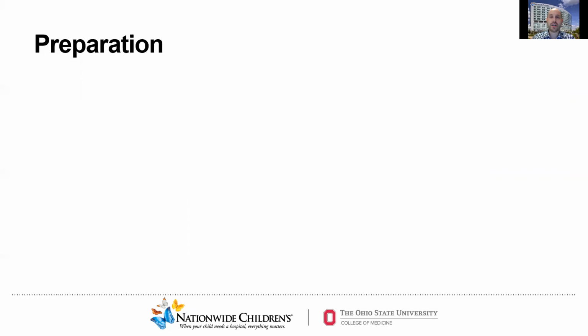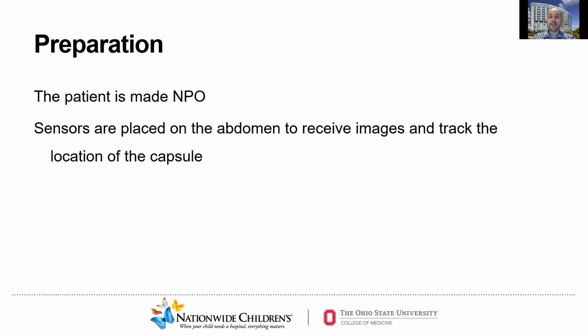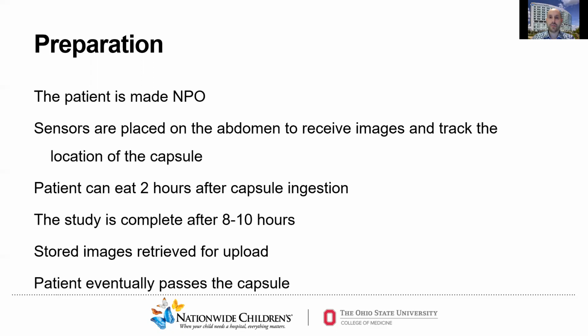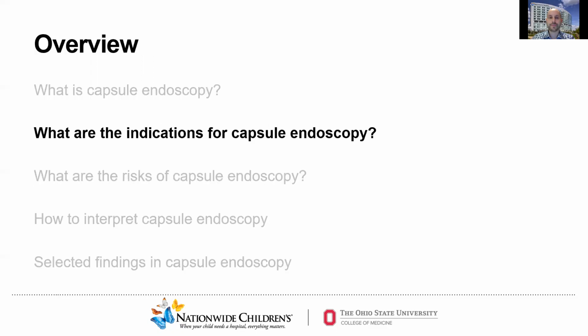In preparation for a video capsule endoscopy, a patient is made NPO. The sensors are placed on their abdomen to receive images and track the location of the capsule. The patient is allowed to eat about 2 hours after capsule ingestion, and the study is complete about 8 to 10 hours later. The stored images are then retrieved for upload, and the patient, hopefully, eventually passes the capsule.